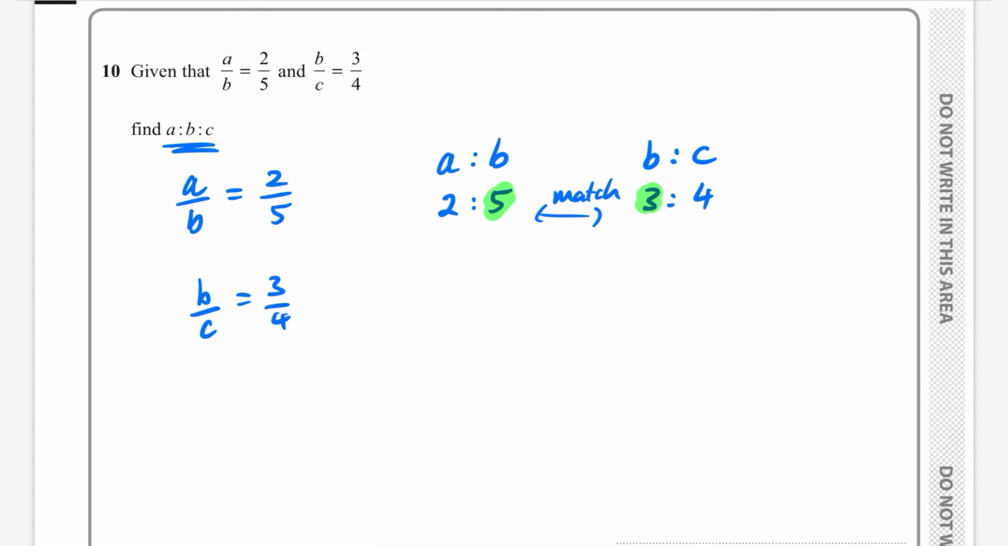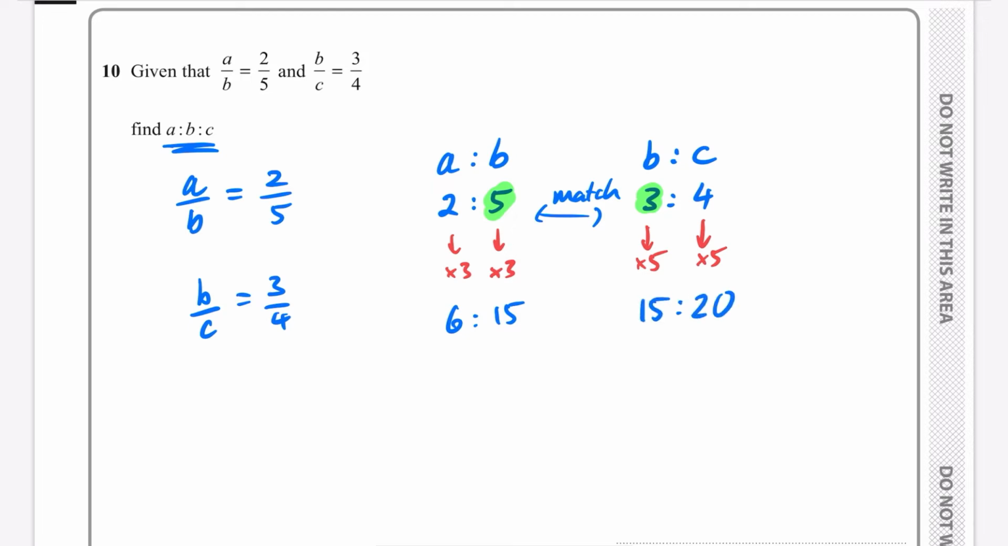So the way we'll do this one is I'm going to multiply both of these numbers by 3, because that will give me a 15. And if I multiply this one by 5 and this one by 5, I will also get a 15. So when I times it by 3, I get 6 to 15. And then when I do these ones by 5, I get 15 to 20.